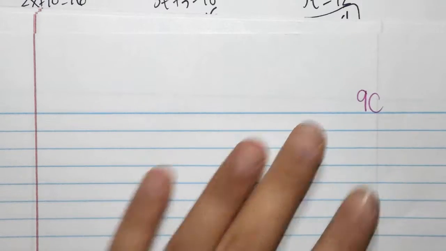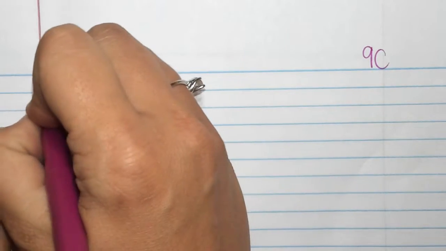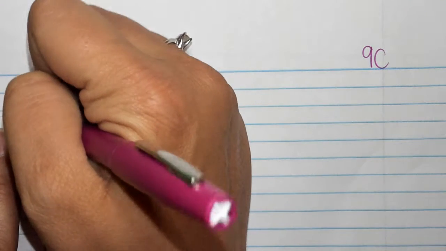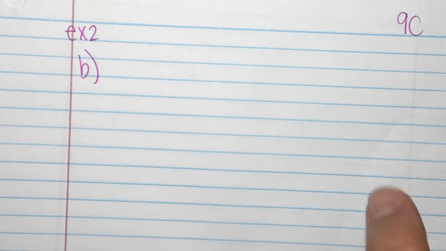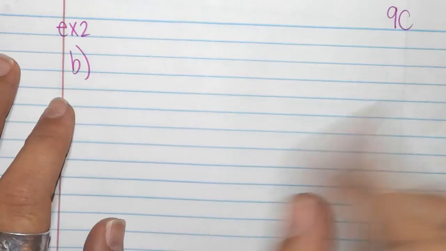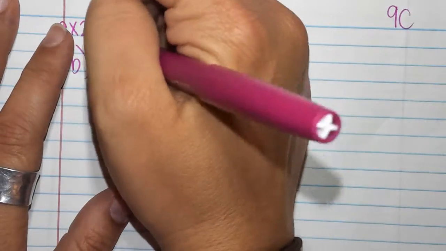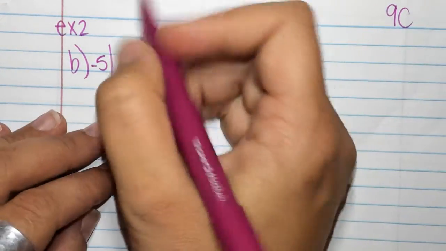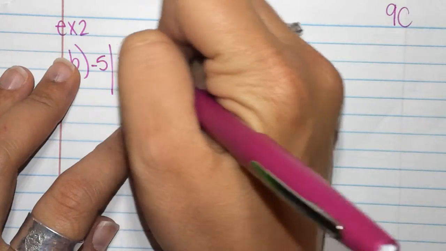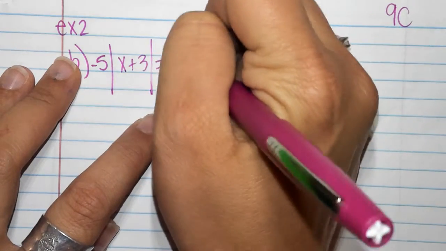Alright, so this is going to be 9C for me. I'm glad that's part of our video. Okay then. Alright, and this is example 2, problem B. Do you want to try it without me, or do you want to do the first part together again and then do the second part without me? Okay, we can do that. So I have 5 times the absolute, let's go crazy. Negative 5 times the absolute value of x plus 3 equals negative 15.